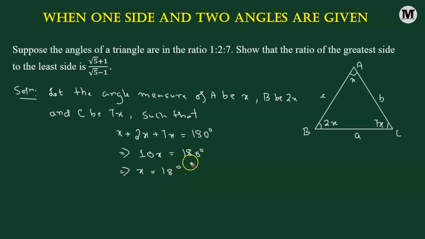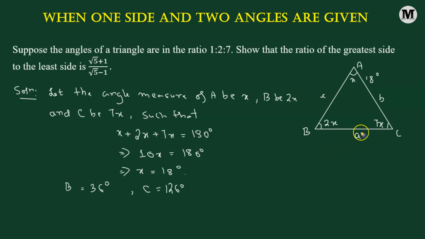So here we have obtained the angle measure of A, so that's going to be 18 degrees. Similarly, we can find out the angle measure of B and angle measure of C. So B is going to be equal to 36 degrees, and angle measure of C is 7 times 18, so that is going to be equal to 126 degrees. So we have obtained the angle measures of A, B and C. Now let's try to find out the greatest side as well as the least side.